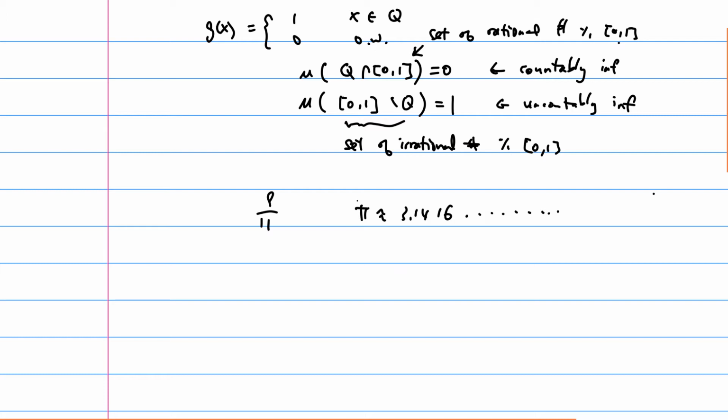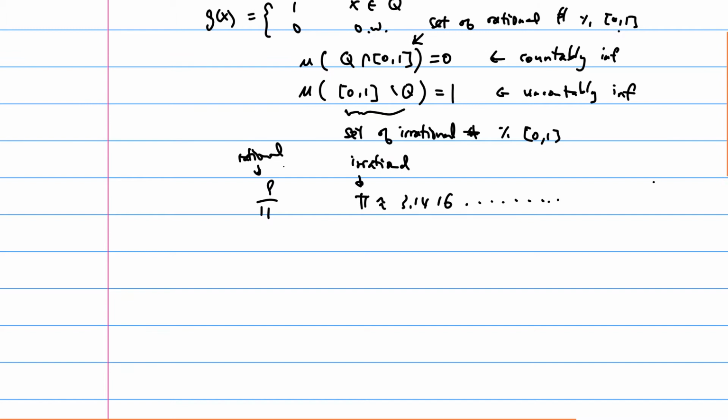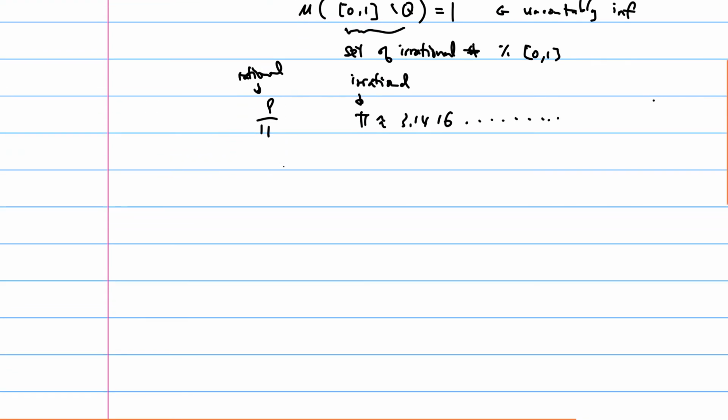So this is irrational and this is rational. When we say something is countably infinite, it's basically that we can count it. We can put an index on it, and eventually we can count all of them. Therefore, we say it's countably infinite.